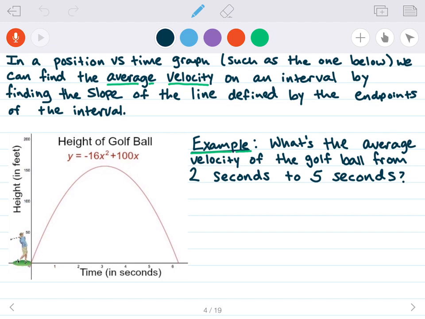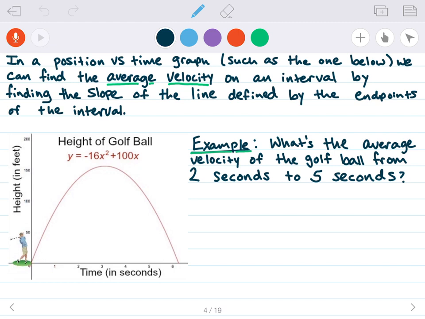The first definition we need is average velocity. Velocity is just the same thing as speed, but with direction. If you say something like, I'm driving 40 miles per hour, we have no idea if you're driving backwards or forwards. Whereas with velocity, if you say you're driving negative 40 miles per hour, we know that you're driving backwards because velocity has direction.